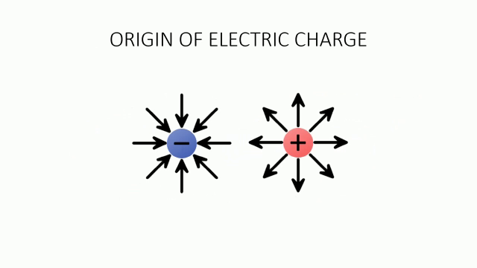Origin of electric charge. All substances are made up of particles and these particles are ultimately made up of very tiny particles which are called atoms. The substances that we see around us are all made up of very tiny particles, and these tiny particles are called atoms. There is a stationary positive charge and a moving negative charge in an atom.